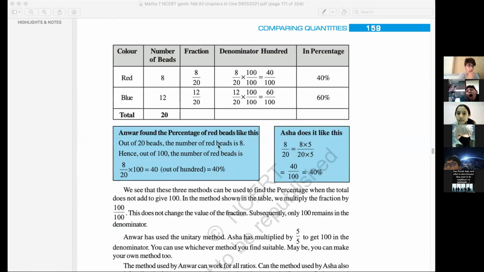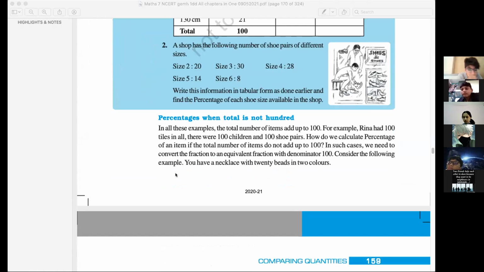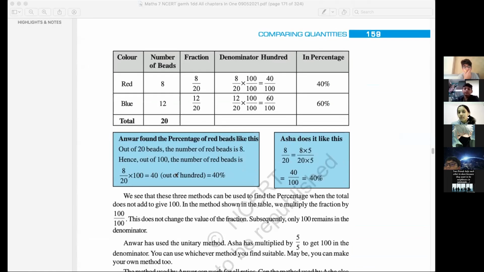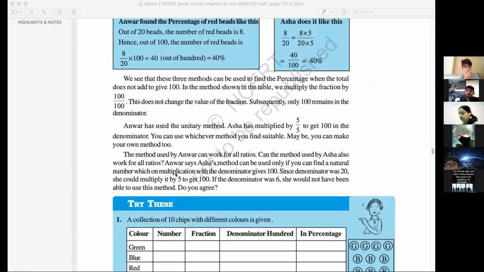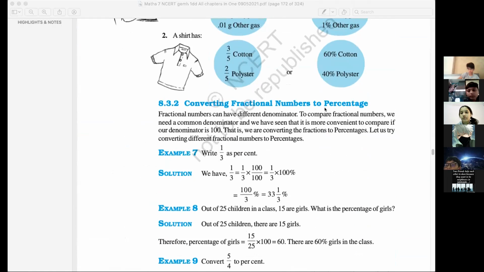This we were doing. Okay. Percentage when total is not 100. When total is not 100, then what will we do? You just have to multiply by 100. Okay. Converting fraction numbers into percentage. So write 1 by 3 as percent. Multiplied by 100, 1 by 3. Anything to convert. Ma'am, your voice is breaking. Yes, 1 by 3 multiply by 100 and you will get the answer.